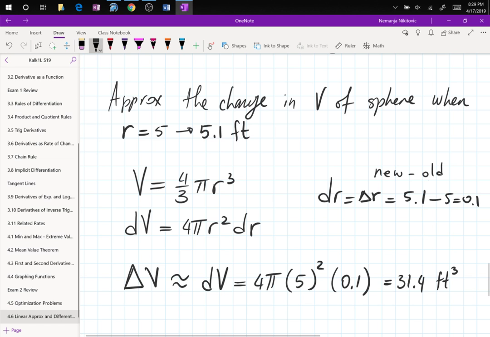Now, since we don't have time for it, you will hopefully go home and calculate the exact. So check against the exact value, delta V equals V2 minus V1, where you plug in 5.1 and compute. And then now, why do we bother?